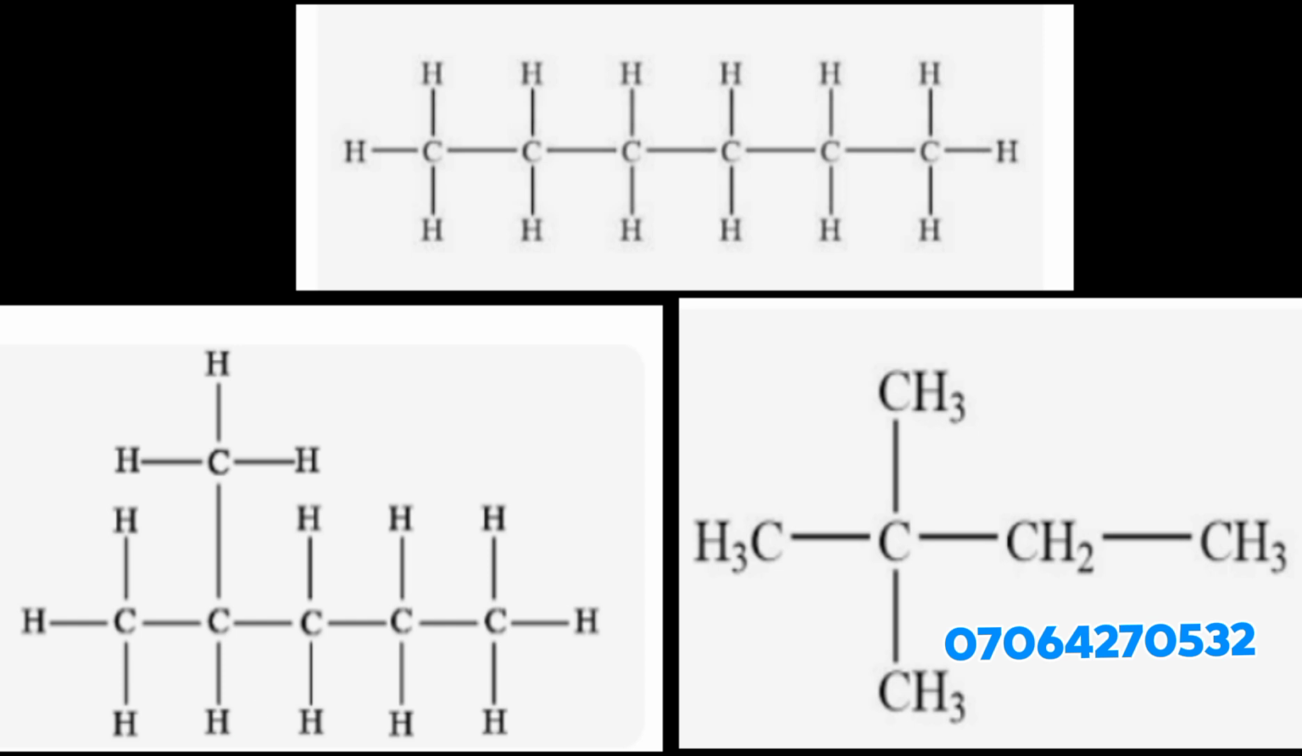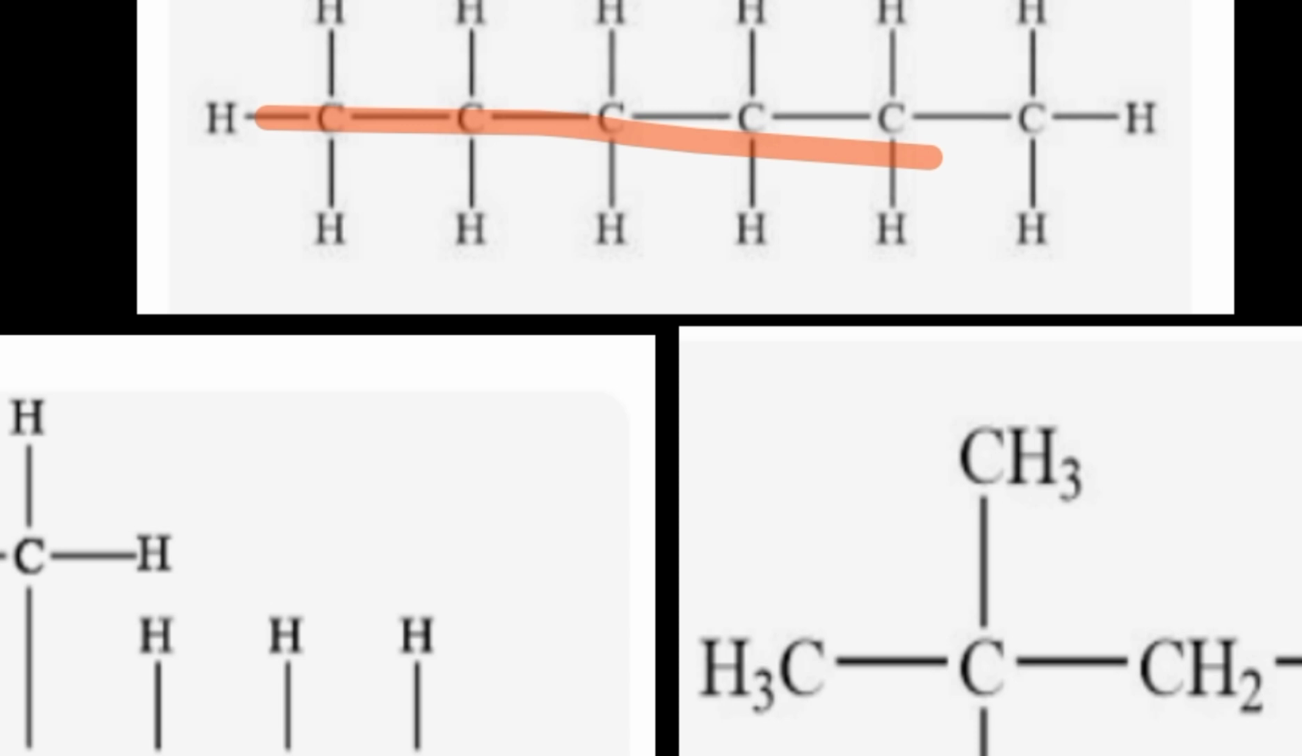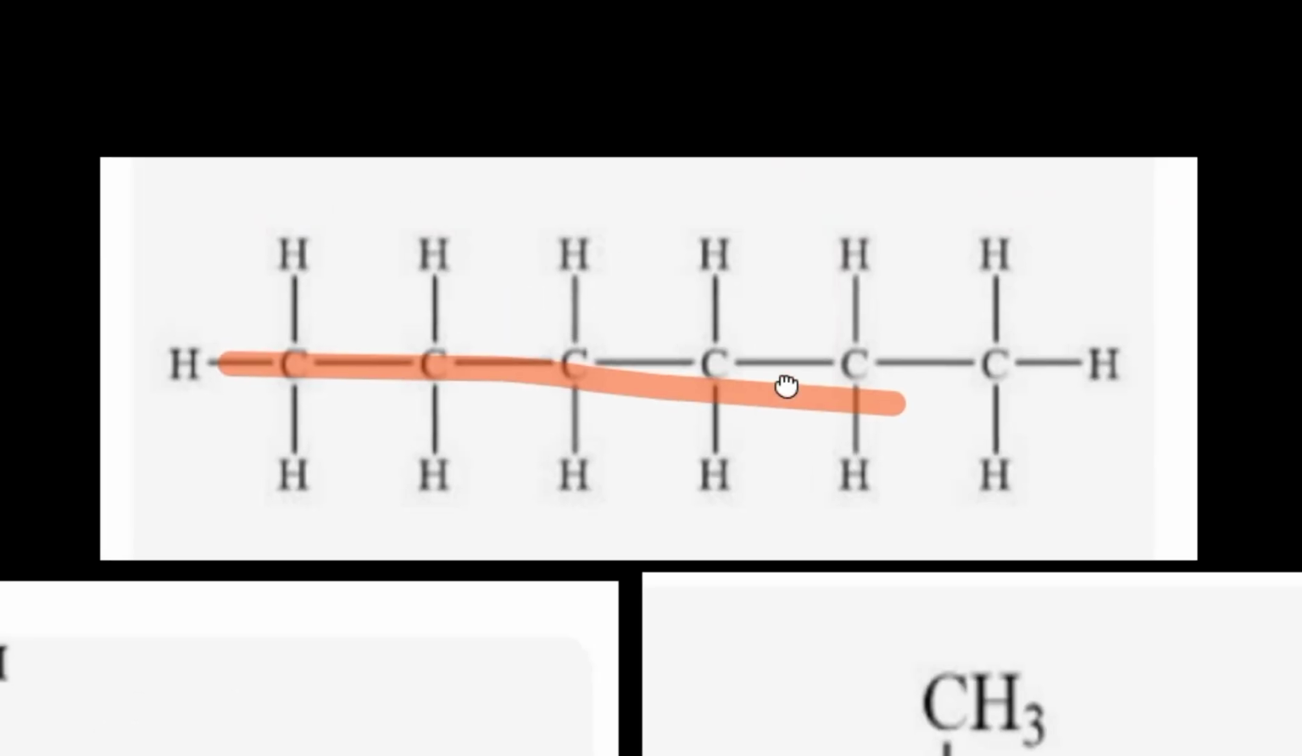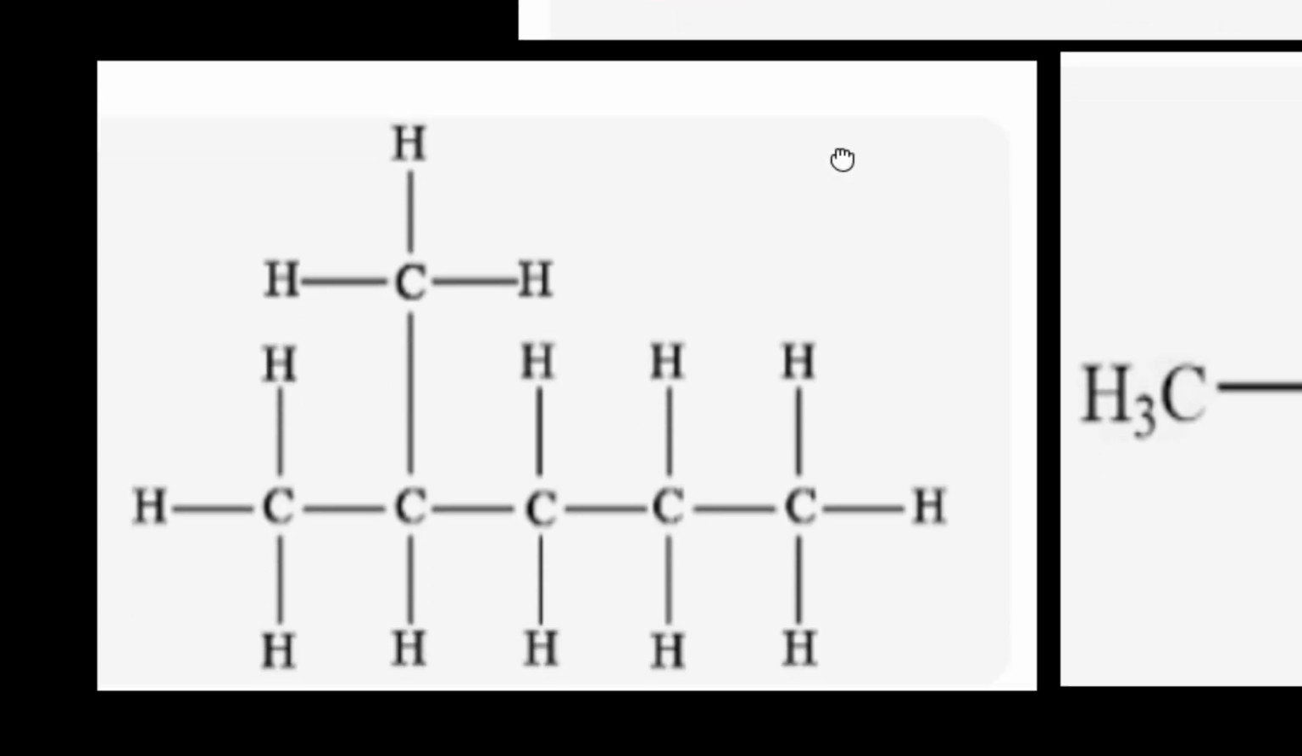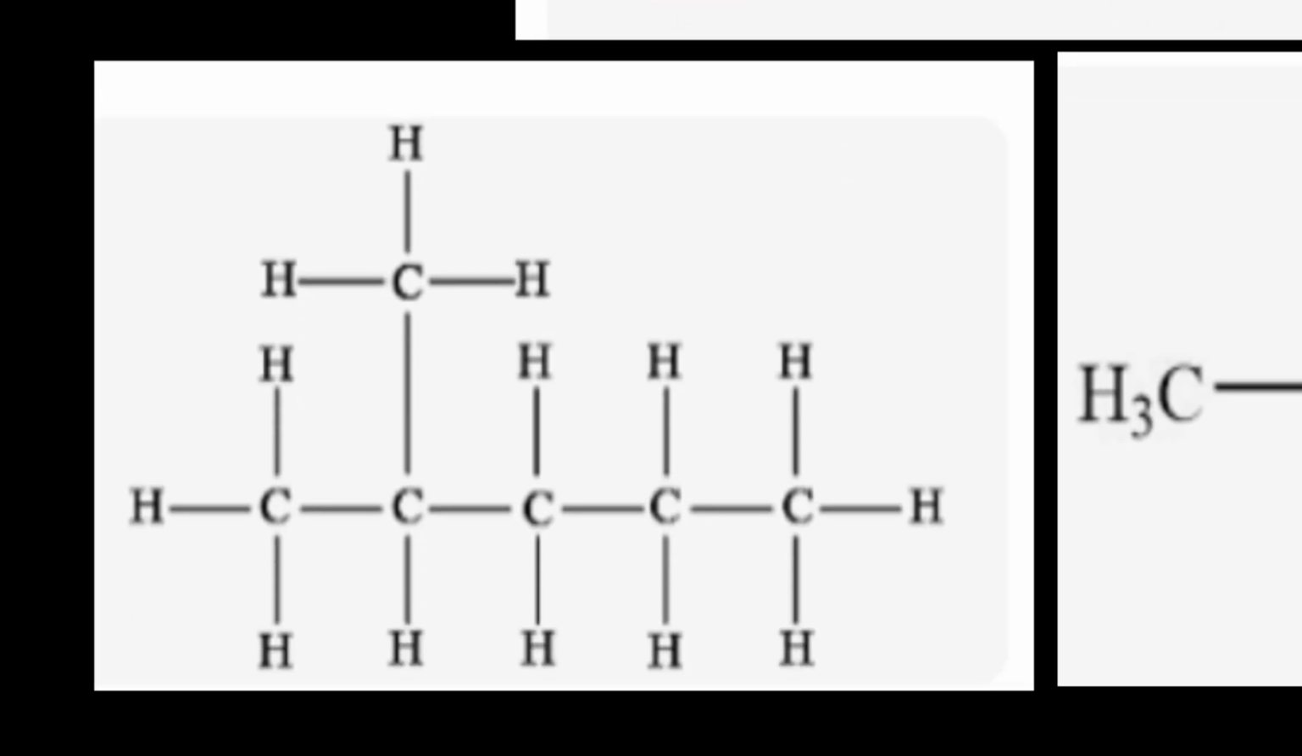The first structure you are seeing up here is hexane, and the total number of carbons there is 6. If you count very well, the total number of carbons here is 6. Now we want to draw this structure in different ways. Let's check the first structure here. Look at this first structure.